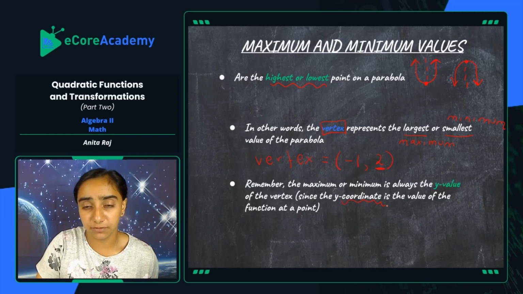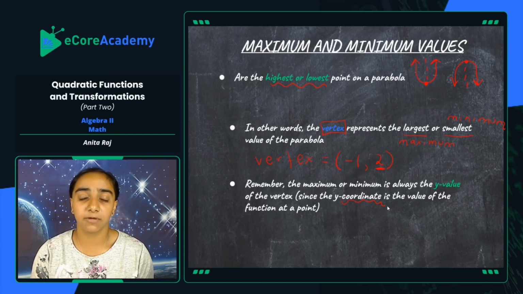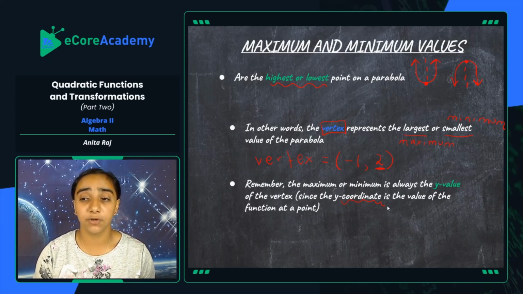So if I asked you for the value of a function at a given point, you would give me the y-coordinate, because that coordinate denotes the value of the function. That's why we write y equals. Y is the value of the function. So that's how you would tell someone the maximum or minimum value of a quadratic equation. Okay, let's go to the next slide.